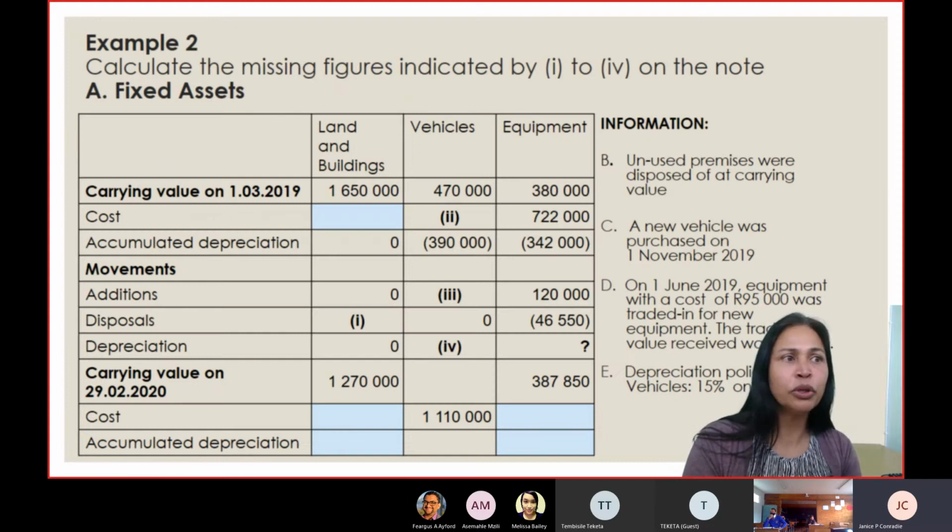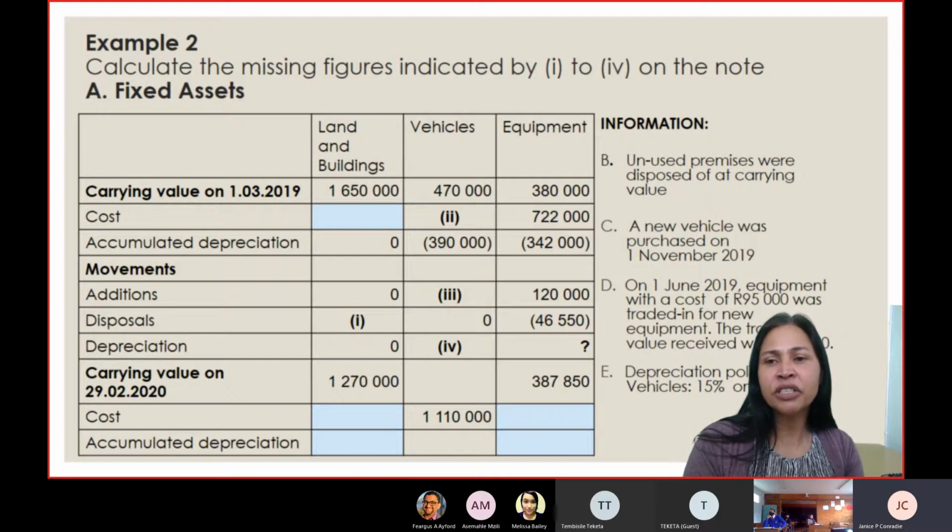So if you could look at your example 2, it says to calculate the missing figures indicated by 1 to 4 on the note. And that is mostly how they give us information in a paper as well. So part A, information A is your fixed asset note. And as I've explained, it gives you all the information there. Then information B, and mine is on my right-hand side. So we're going to go through all of these, and then we need to see what is applicable for our session. So B says unused premises were disposed of at carrying value.